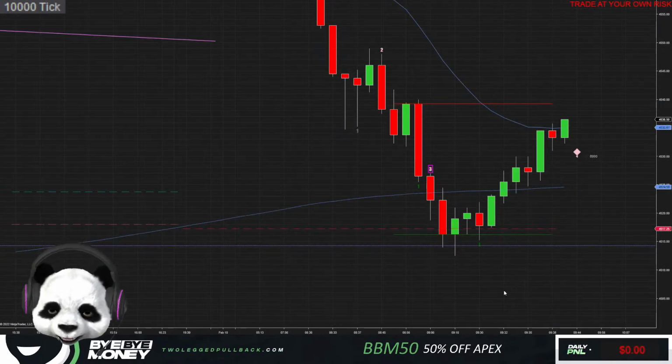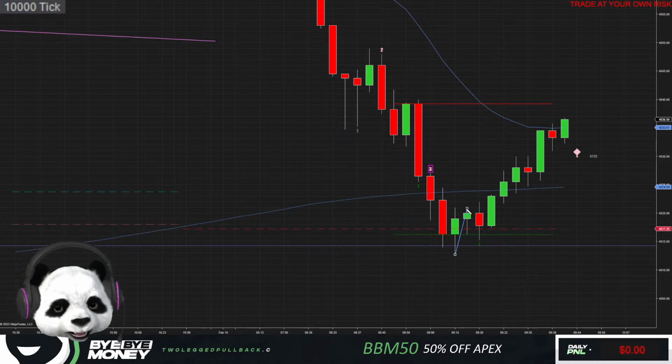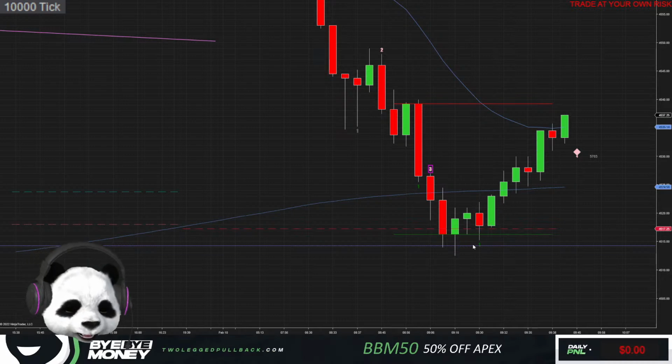The reason why I say it is a hidden second entry is because in this one bar, all this happened. A, B, C. All of that happened in one bar, right? This one bar had a double reversal. Hidden second entry.